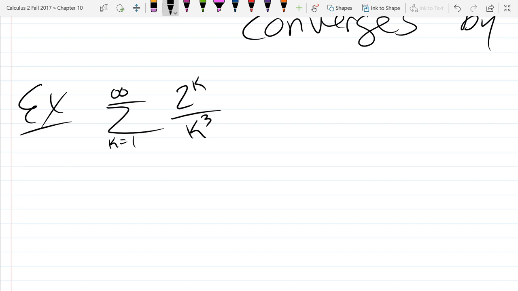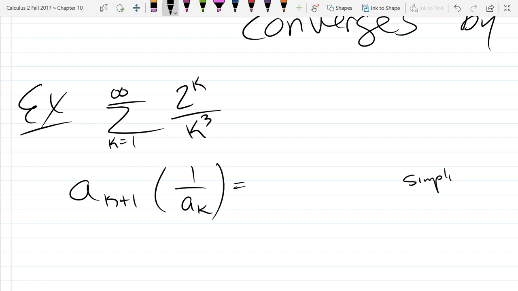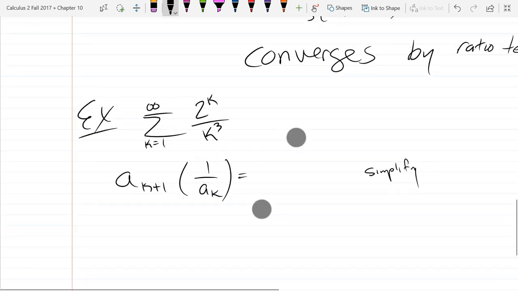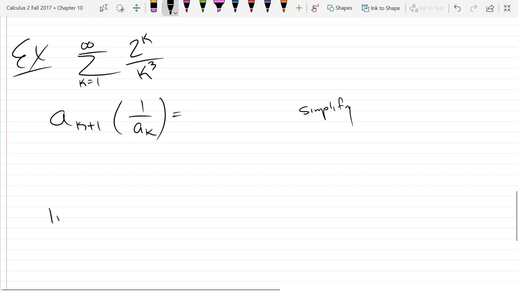But we're not in the nth term test section anymore, so let's go ahead and use the ratio test instead. All right, so this is probably a very divergent series, but we're going to prove it with the ratio test. So go ahead and find a_{k+1} times 1 over a_k. The algebra should be a lot easier to reduce it down and take a limit. So simplify, and then when you're done simplifying, take that limit.